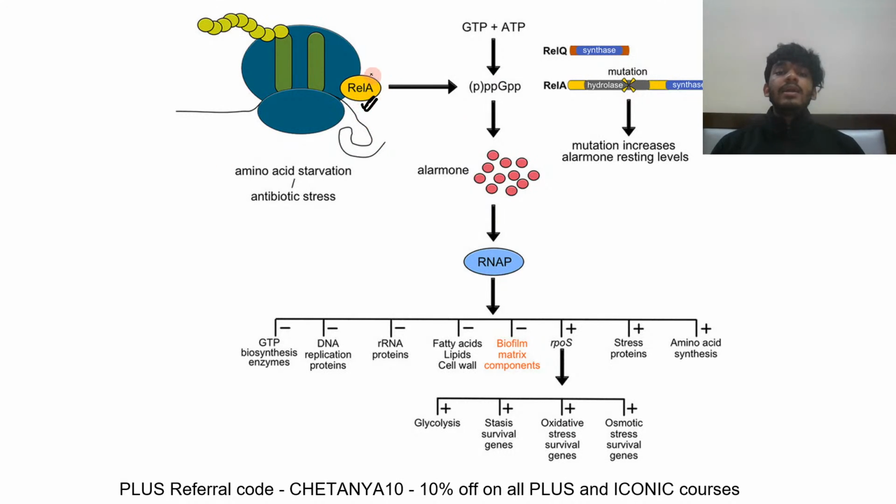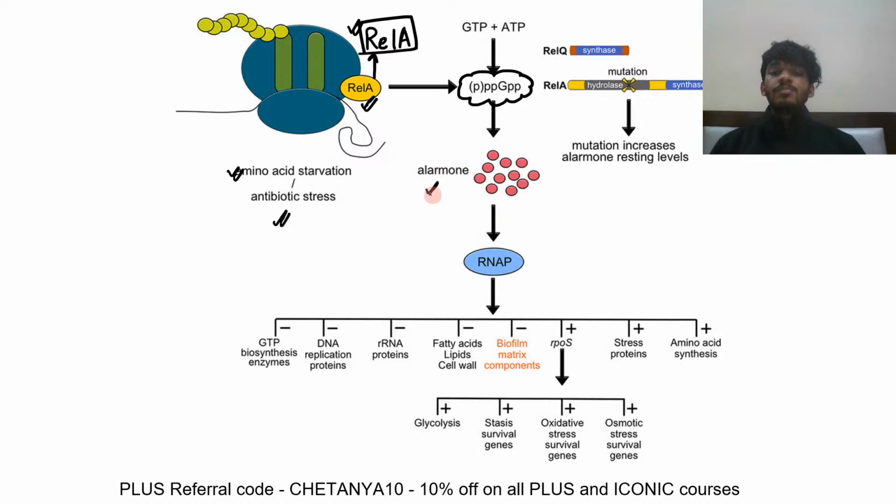See here, RelA, I told you this is the physically associated enzyme that is known as the stringent factor, ribosomal enzyme 1A. Okay, I don't know what the exact full form is, but for memory's sake, RE1A will do the job. Whether it is amino acid starvation or antibiotic stress, what will happen? There will be formation of guanosine tetraphosphate. Then what will happen?